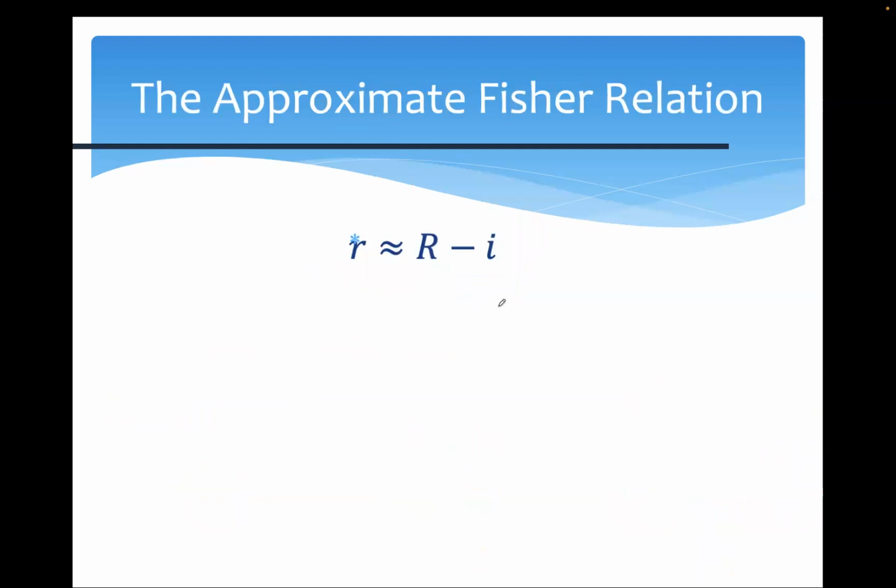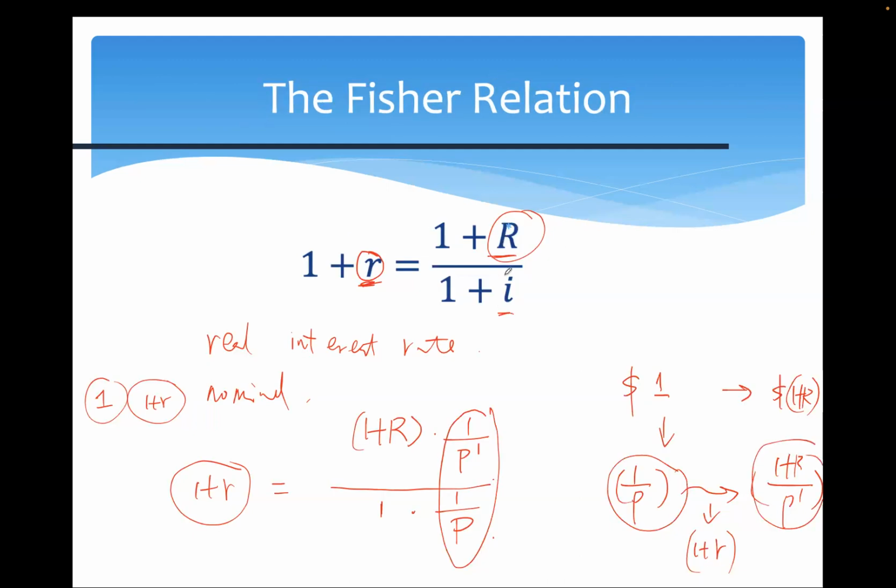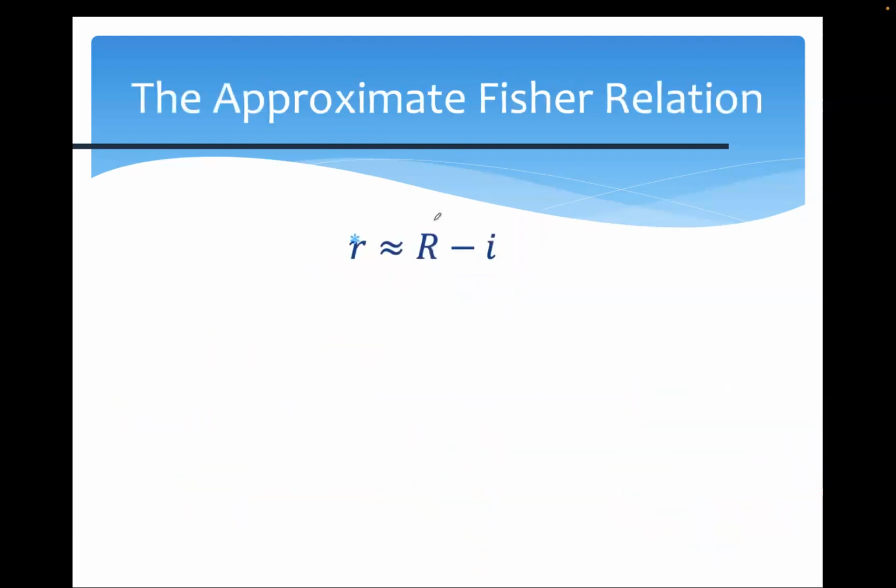And furthermore, in reality, r and i are usually small numbers. If those are small numbers, we can approximately get the real interest rate equal to the nominal interest rate minus inflation.